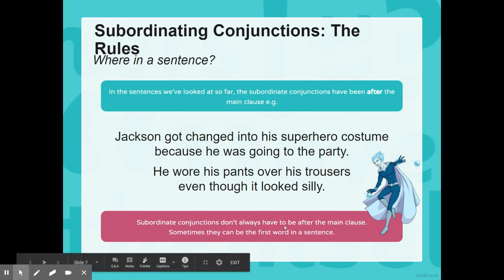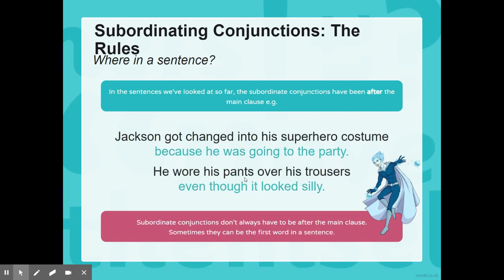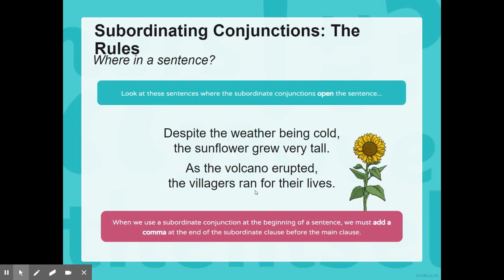Subordinating conjunctions don't always have to be after the main clause. Sometimes they can be the first word in a sentence. So as you can see here, these would not make sense on their own. As well as that, you can look at these sentences where the subordinating conjunctions open the sentence. When we use the subordinating conjunction at the beginning of the sentence, we must add a comma, just like when we use a fronted adverbial or a sentence opener, ladies and gentlemen. So we add a comma at the end of the subordinating clause before the main clause.